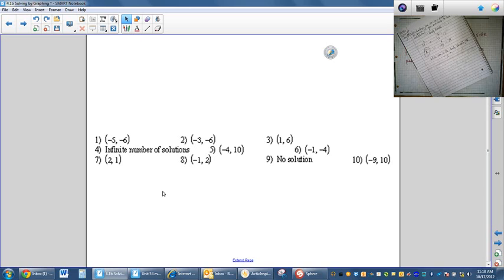Number 9. Why is number 9 no solution? What's the relationship between the lines? Why are they no solution? They never intersect. What kind of lines never intersect? Quentin? Parallel. Parallel lines, exactly. They never intersect. So that's why number 9 is no solution. Does anybody want to see 1 through 10, not including 4 and 9, worked out? Tristan?